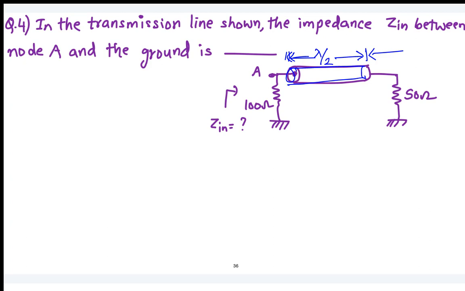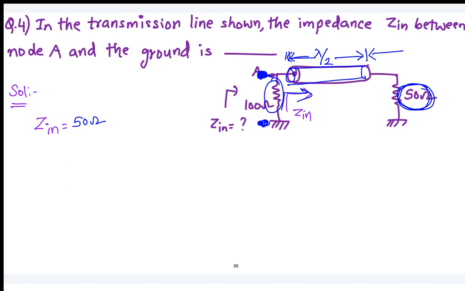Is it 50 ohms? No. You can see here, when you look from this particular side, there will be some input impedance. So what is that input impedance? That input impedance will be the same as your load impedance, correct? That is equal to 50 ohms. But where are you finding it? You are measuring the impedance between point A and ground. There will already be 100 ohms in parallel for that. So the impedance between A and ground is equal to the 100 ohms in parallel with the input impedance of the line.